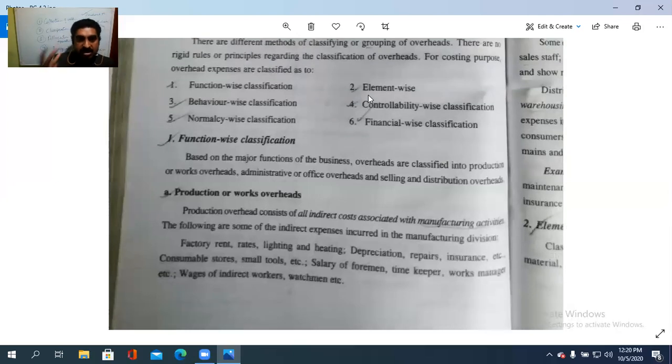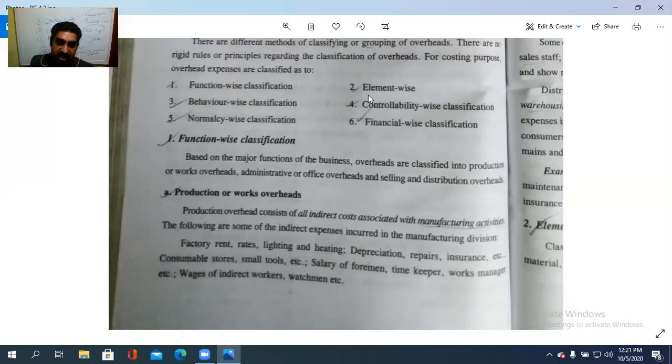Function wise classification constitutes what? It is based on the functions performed. Like production, that is production overhead. The administration wing, administration overhead. For the selling expenses, the indirect part is there, that comes under the selling overhead. Distribution part, distribution overhead. So production overhead, administration overhead, selling and distribution overheads.